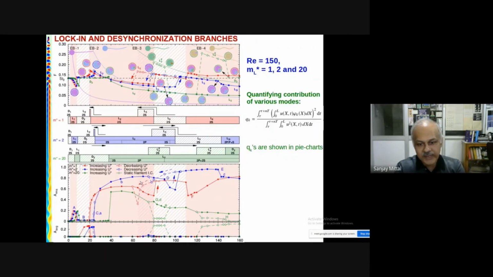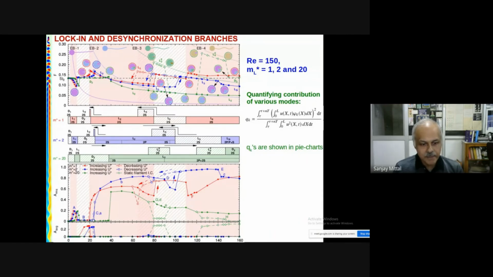Here is a complicated picture, which I apologize, it's a little bit busy, but because of my laziness, I did not make it simpler for you. But I'll just tell you what is important. Reynolds number is 150, and part of the data you've already seen, and there's some more data here for M star equal to 1, 2, and 20. So there are three M stars being done. M star equal to 1 is the reddish color, M star 2 is the bluish color, and M star 20 is the green color. So you can see how the amplitudes change with M star.